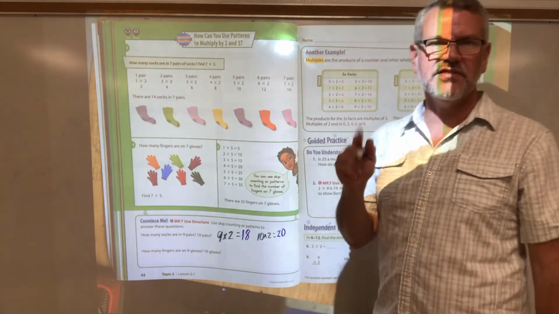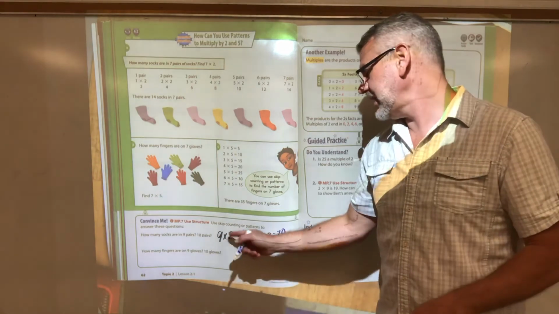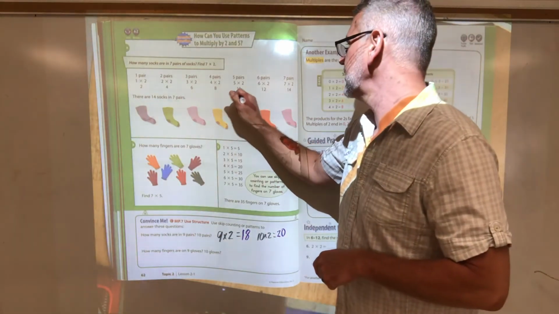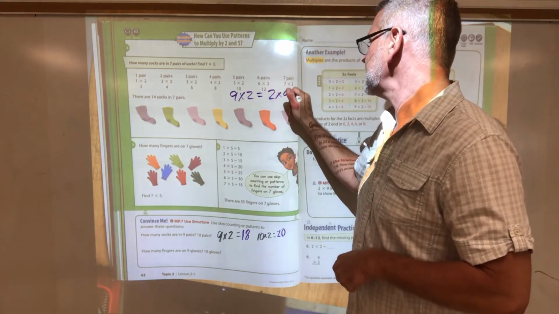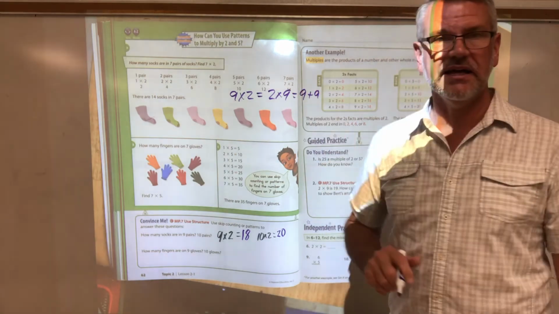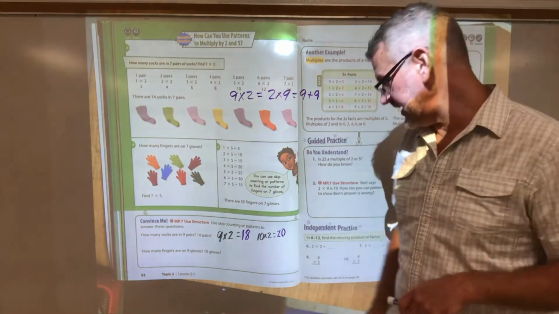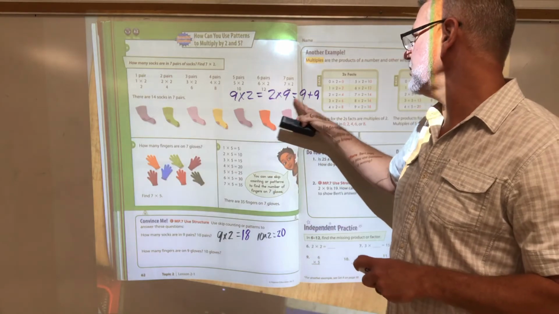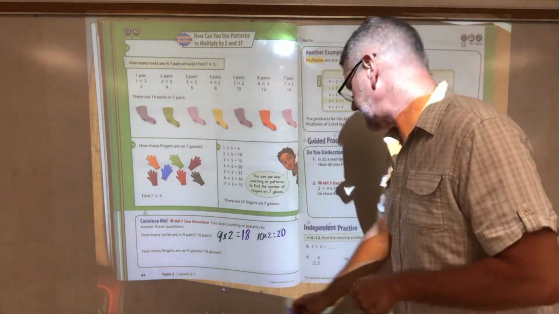Okay, another thing to think of with multiplying by 2 is that you're really just doubling it. 9 groups of 2. And you know from the commutative property that 9 groups of 2 is the same as 2 groups of 9, which would be the same as 9 plus 9. And you know those double facts from back in 2nd grade. So just keep that in mind. We can use the commutative property to help us get to an addition equation that we can figure out pretty easily.